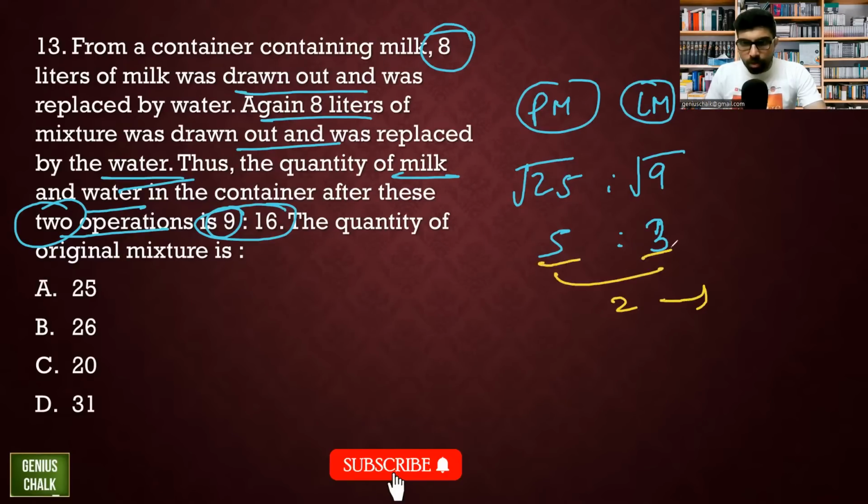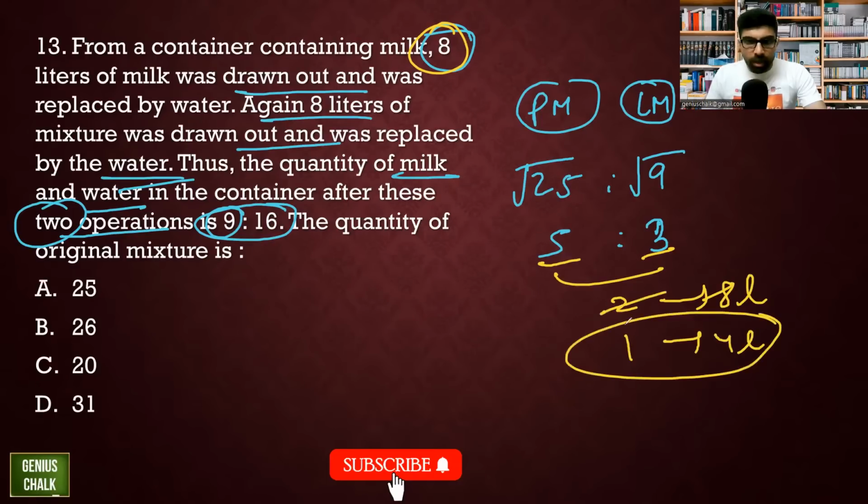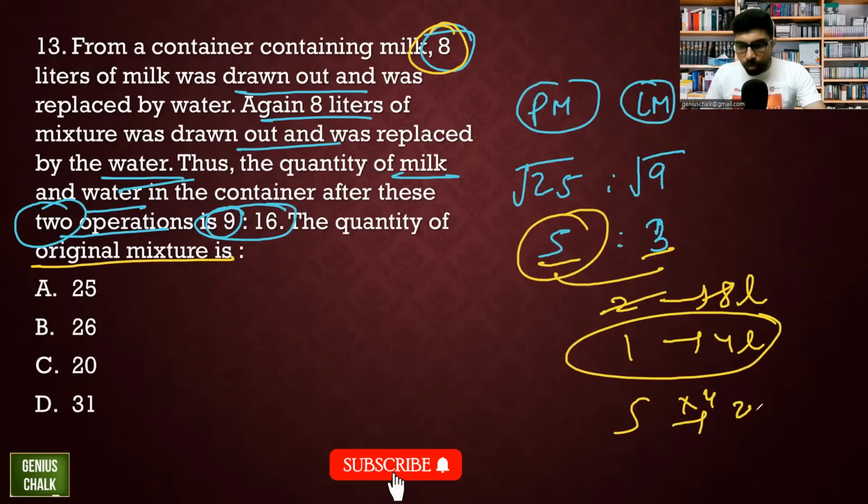And if it is coming down to 3, what is the quantity replaced? That is the difference of the 2. So 2 value is given as 8 liters. So 1 value is 4 liters. As you know, 2 4s are 8. Quantity of original mixture means this 5. So 5 value has to be 5 into 4. That is 20 liters. That is option C.